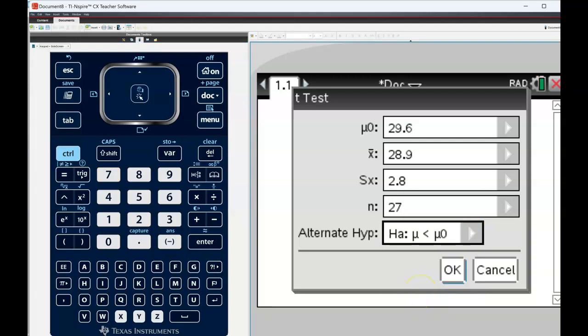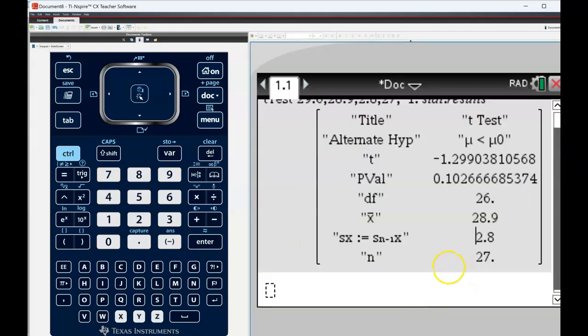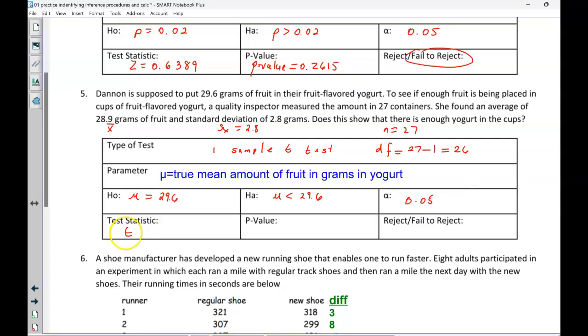She's checking if there's enough, and we hit OK, and we get a t-statistic of negative 1.299 and a p-value of 0.027. And since it's greater than 0.05, I failed to reject.